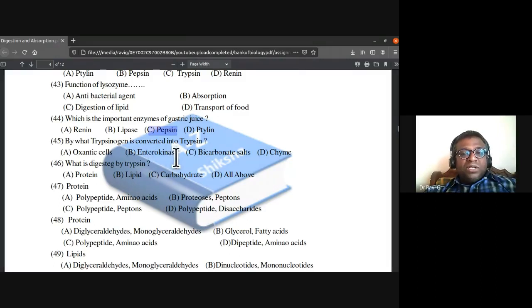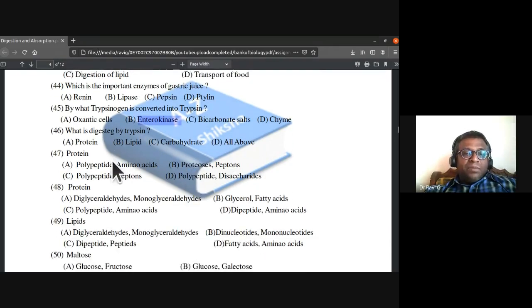By what is trypsinogen converted into trypsin? Is it oxyntic cells, bicarbonate salts, or chyme? So for 45, the answer is enterokinase, which converts trypsinogen into trypsin. What is digested by trypsin? Protein, lipid, carbohydrate, all of that. Protein is digested by trypsin. So for 46, the answer is A.